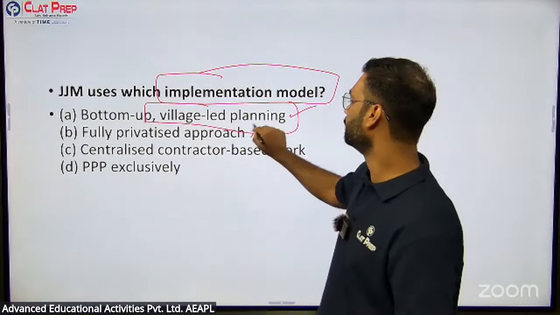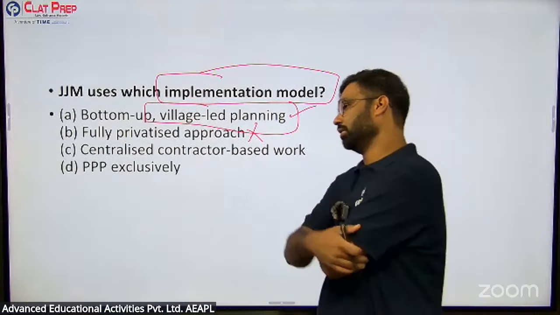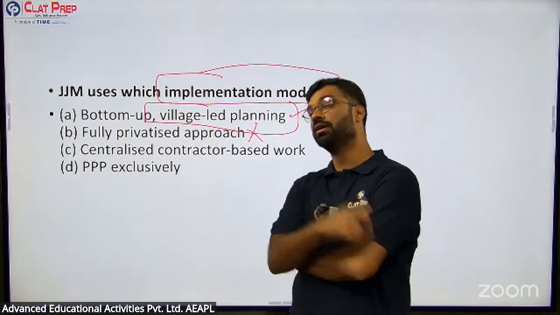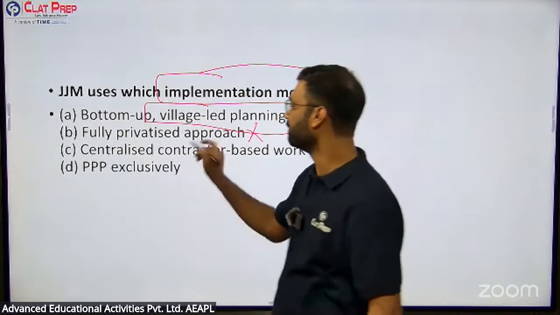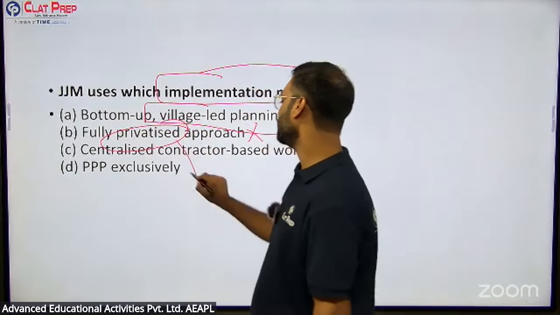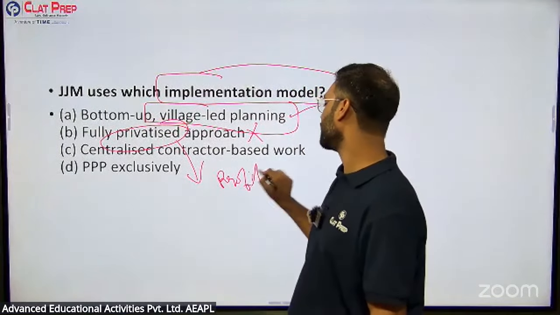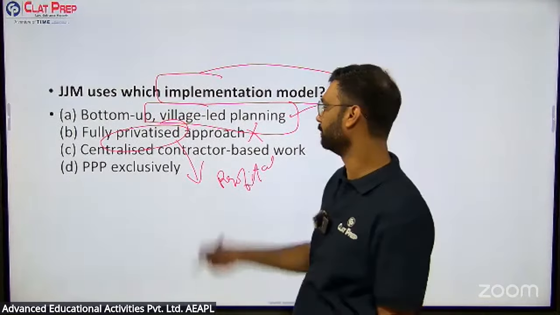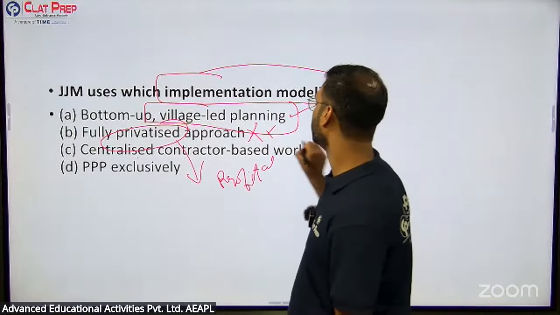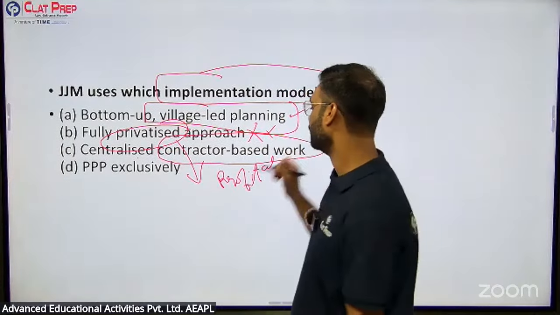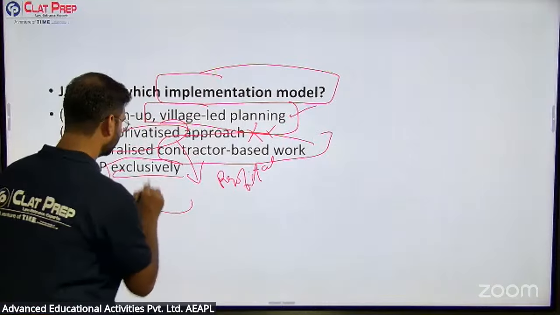It is not a fully privatized approach, where private players will set up and supply tap water in rural areas, because there's no profitability. See, the private sector will be involved only in areas which are profitable, right? Rural areas, if you're supplying tap water, there's no profitability. So the private sector will not be involved here. Centralized contract-based work. Again, too technical. PPP exclusively. Again, extreme word.